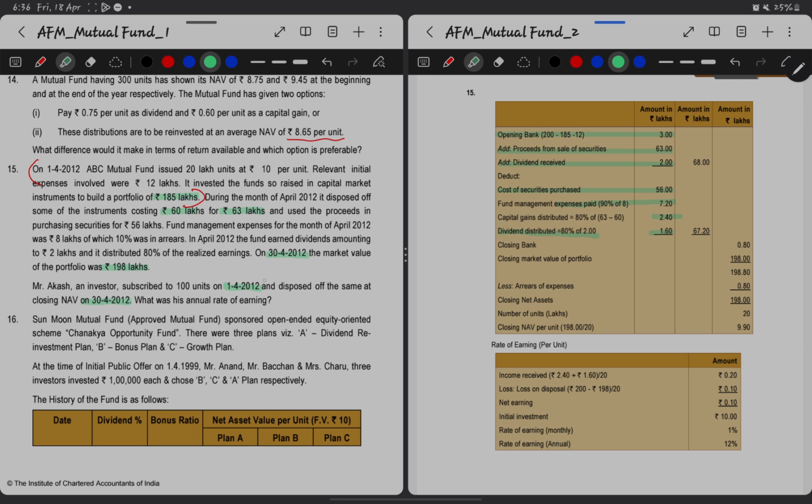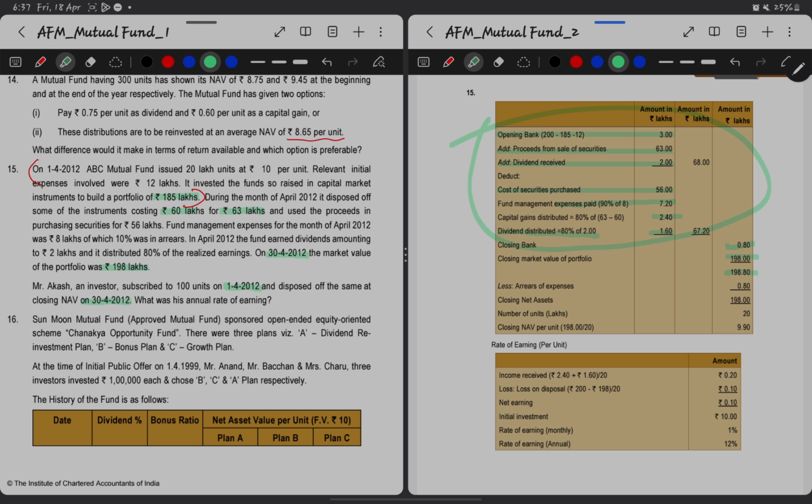So now apart from this, they have given the closing balance. So based on this, if we plot here, this is the cash flow from opening balance to closing balance. We know what has happened. The closing balance is 0.8 and the closing market value of portfolio is 198. So the total value of portfolio is 198.8.